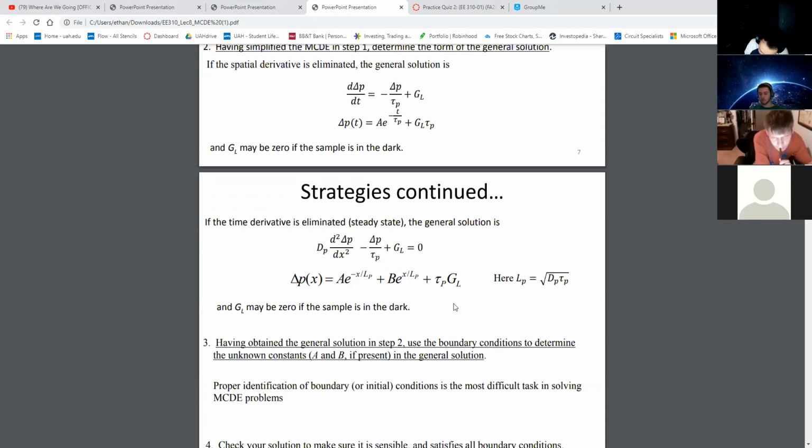No spatial derivative and no temporal derivative. No temporal derivative, cool. All right, the general solution of this.